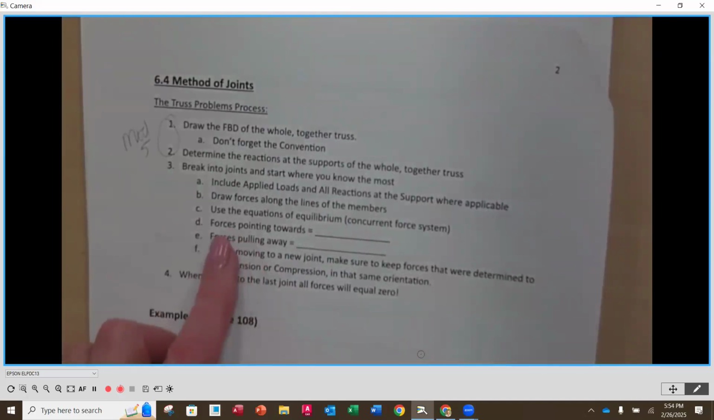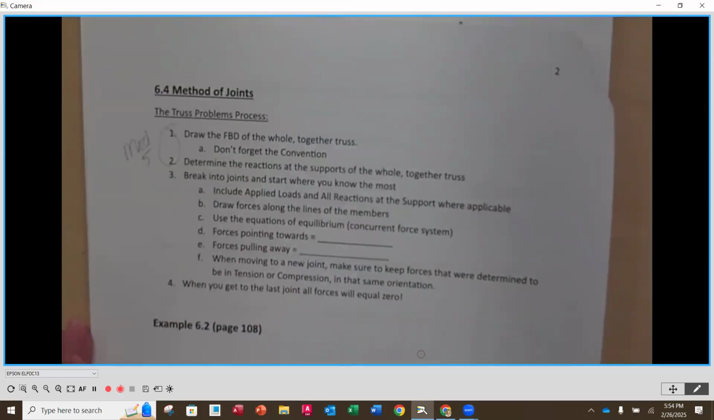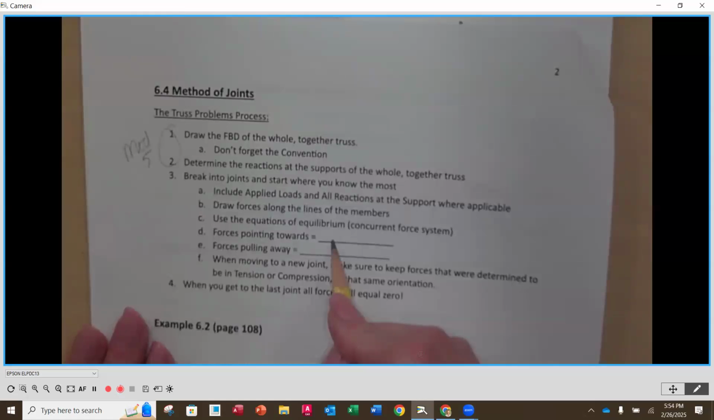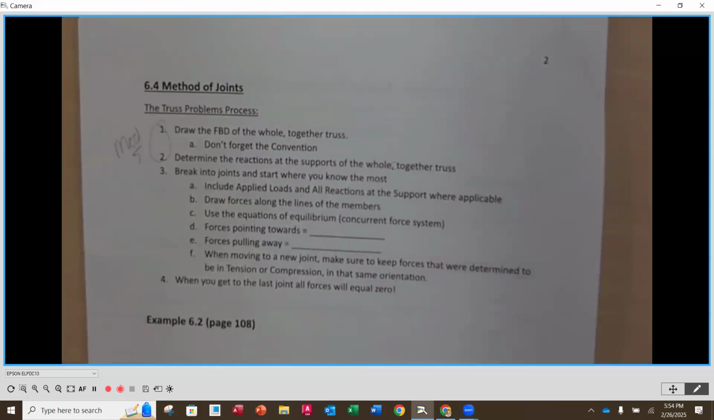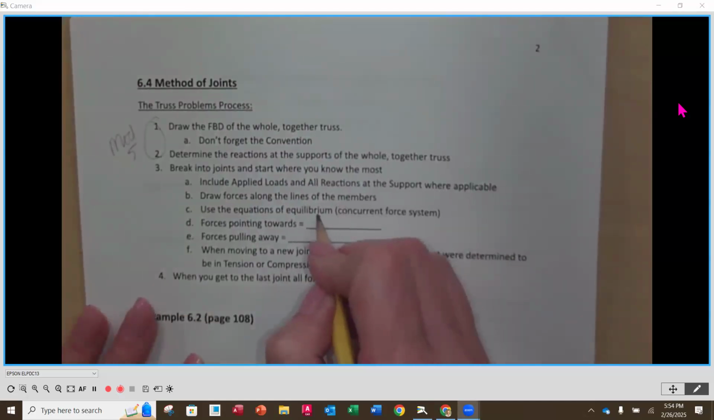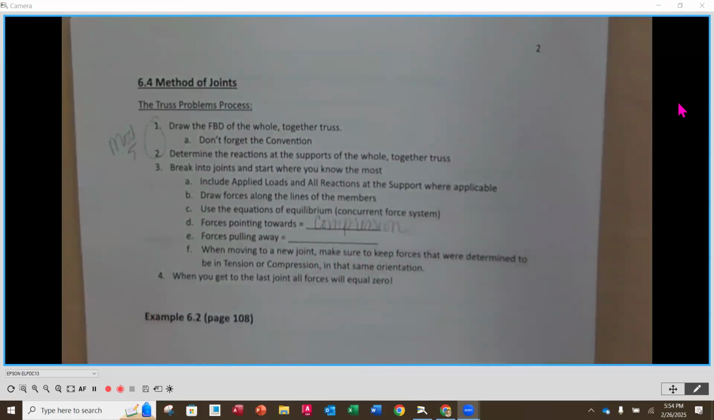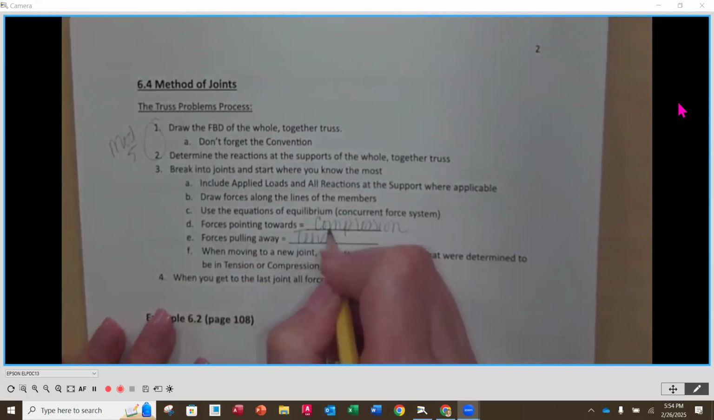Now, the next one here: if a force is pointing towards a joint, is this tension or compression? You can look back, it's on the previous page. What would I put in this blank at D? Compression. Yes. So when I have a force along a member and it's pointing at the joint, I'm going to say that's in compression. That means when we're pulling away, that's going to be in tension.